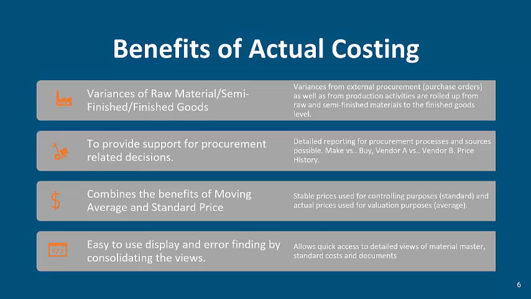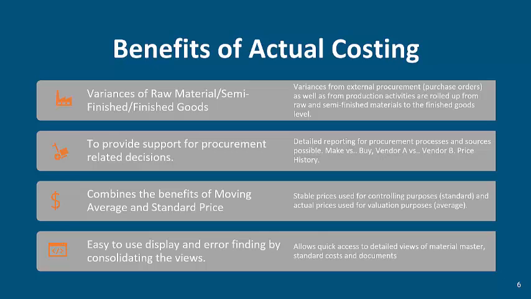Now, what are the benefits of actual costing? Variances of raw material, semi-finished, and finished goods. Variances from external procurement, that is purchase orders, as well as from production activities, are rolled up from raw and semi-finished material to the finished goods level. It provides support for procurement-related decisions, detailed reporting for procurement processes and sourcing, possible make versus buy, vendor A versus vendor B, price history, and so on.